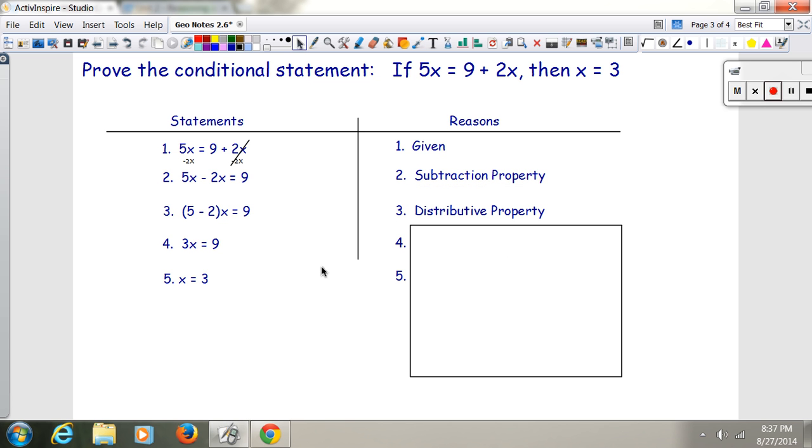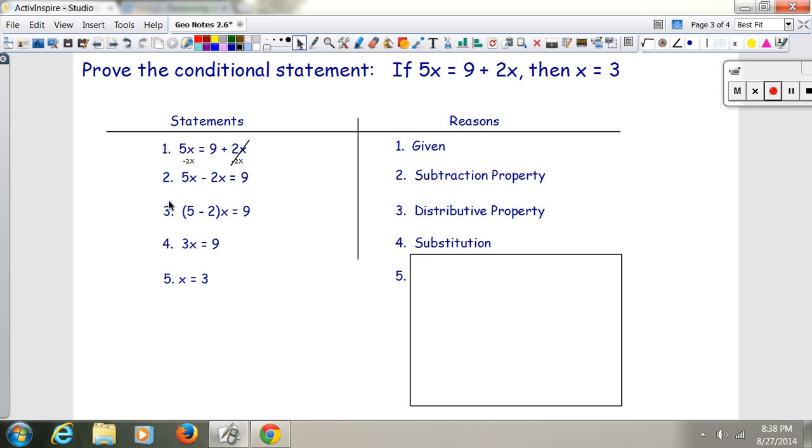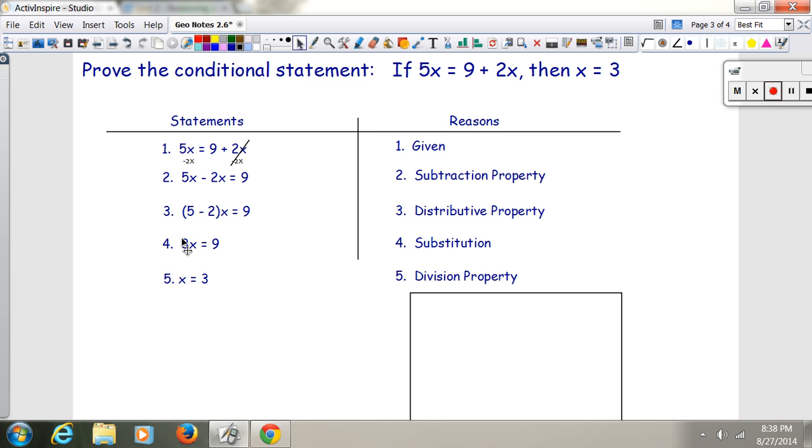Then they did distributive property backwards. The x was distributed to both, so they pulled it back out of there. Basically, you could also put combining like terms, because really they're combining like terms here. But they call it distributive property. And then they did substitution by taking out the 5 minus 2 because that equals 3. So they took out the 5 minus 2 and put in a 3. You could also say subtract, but really we want a property, so we would use substitution property. And then the last one will be a division property where you divide both sides by 3.